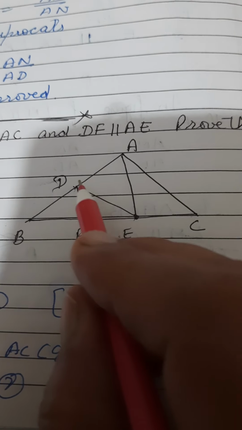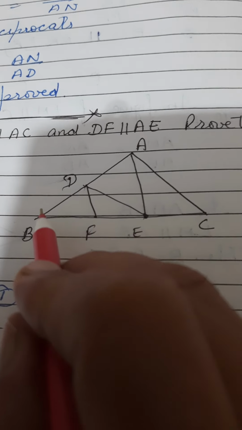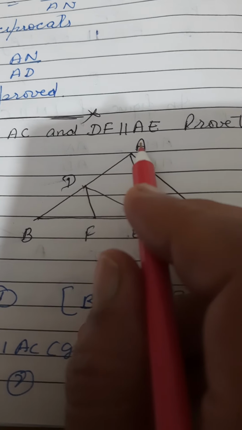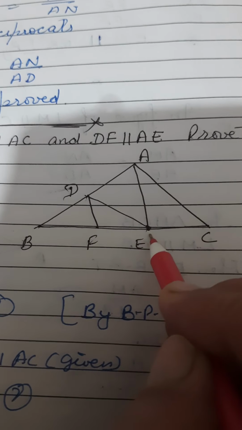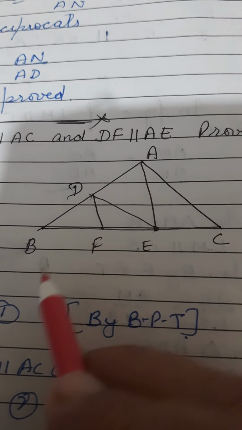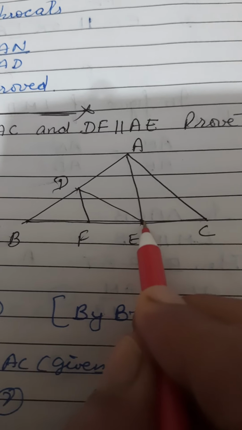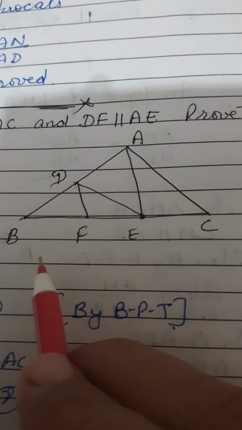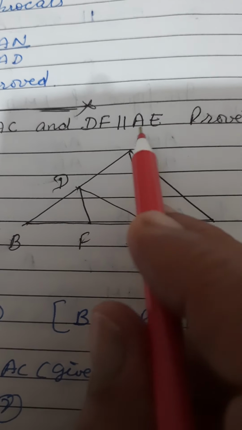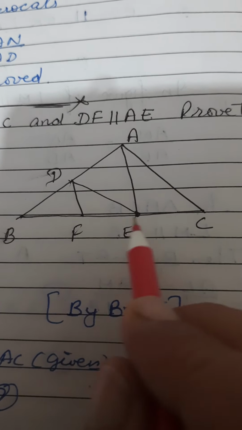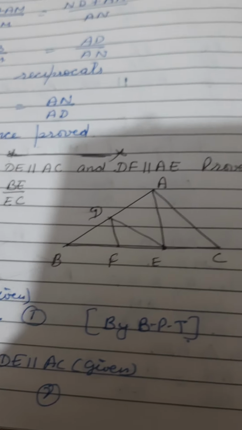Here in this triangle, if DE is parallel to AC, it means that BE by EC is equal to BD by DA. Now when we say that DF is parallel to AE, it means that BD by DA is equal to BF by FE. Now what we have got, BF by FE is equal to BD by DA. Also we have got BE by EC is equal to BD by DA. It means that BF by FE is equal to BE by EC. That we were to prove.